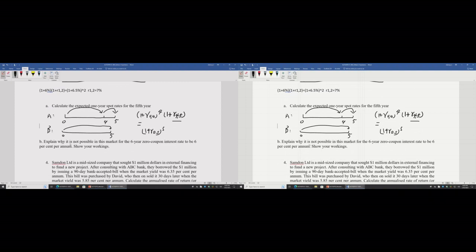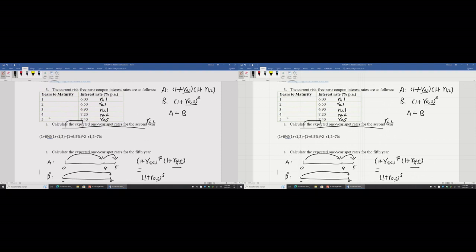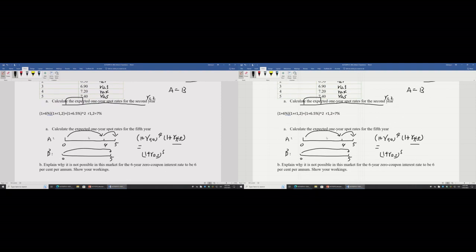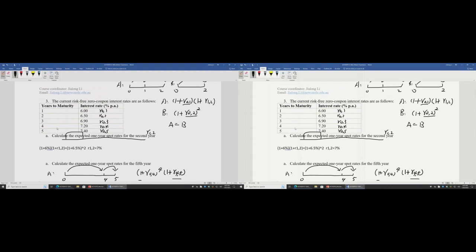The last one is: explain why it's not possible in the market for the 6-year zero coupon interest rate to be 6% per annum. So now let's assume the 6-year zero coupon interest rate is 6%. Is it possible or not? We don't have that rate in this table, but if you assume it's 6%, is that possible? Is there any way we can have some arbitrage profit?